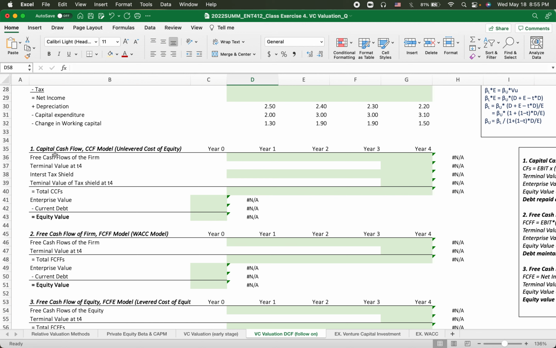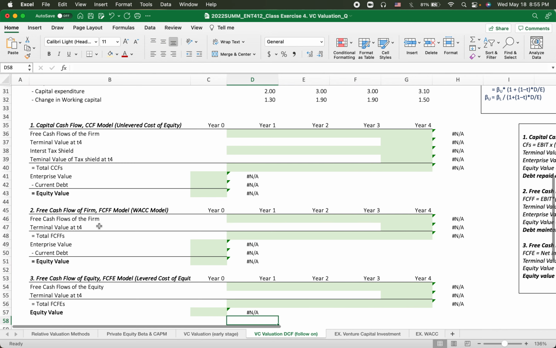First, the capital cash flow CCF model using unlevered cost of equity. Second, free cash flow of firm FCFF model with the weighted average cost of capital as a discount rate. And then free cash flow of equity using the levered cost of equity.